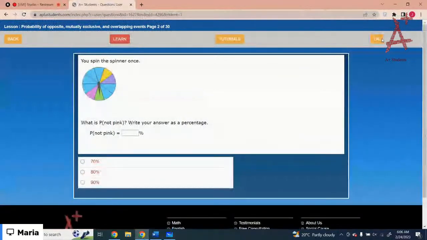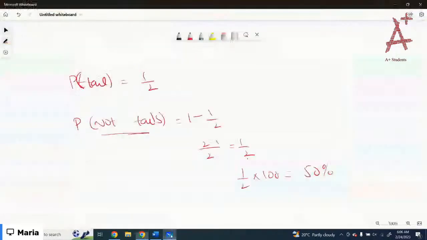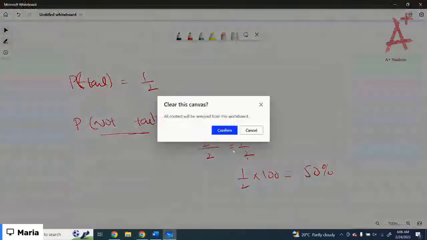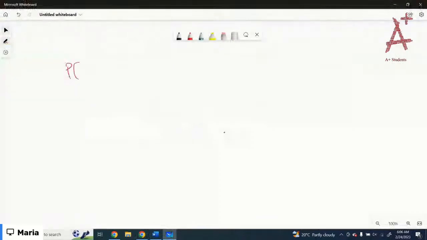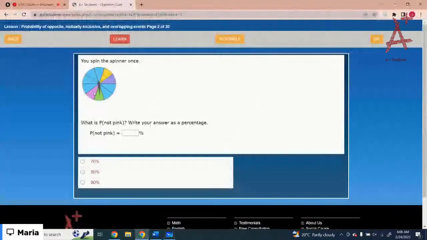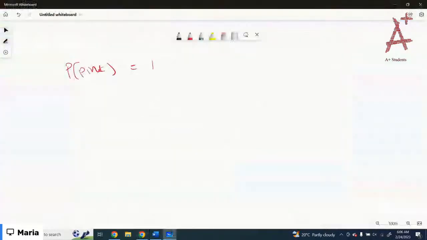Okay, you spin a spinner once. What is the probability of not pink? So first of all, you have to calculate the probability of pink. Got it? The probability of pink is, how many total portions in the spinner? 1, 2, 3, 4, 5, 6, 7, 8, 9, 10 are total, and out of the 10, just one is pink. So the probability of pink is 1 over 10.